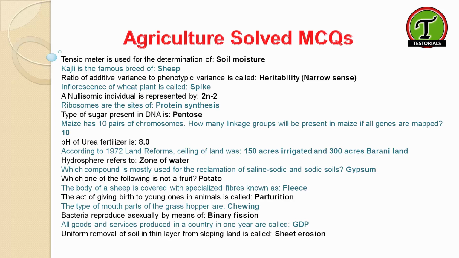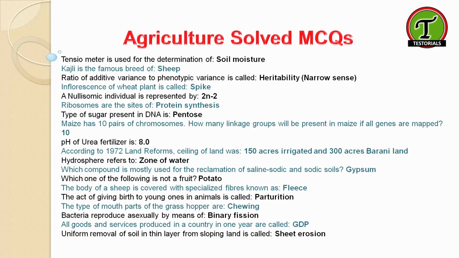192. Which compound is mostly used for the reclamation of saline sodic and sodic soils? Gypsum. 193. Which one of the following is not a fruit? Potato. 194. The body of a sheep is covered with specialized fibers known as fleece. 195. The act of giving birth to young ones in animals is called parturition.